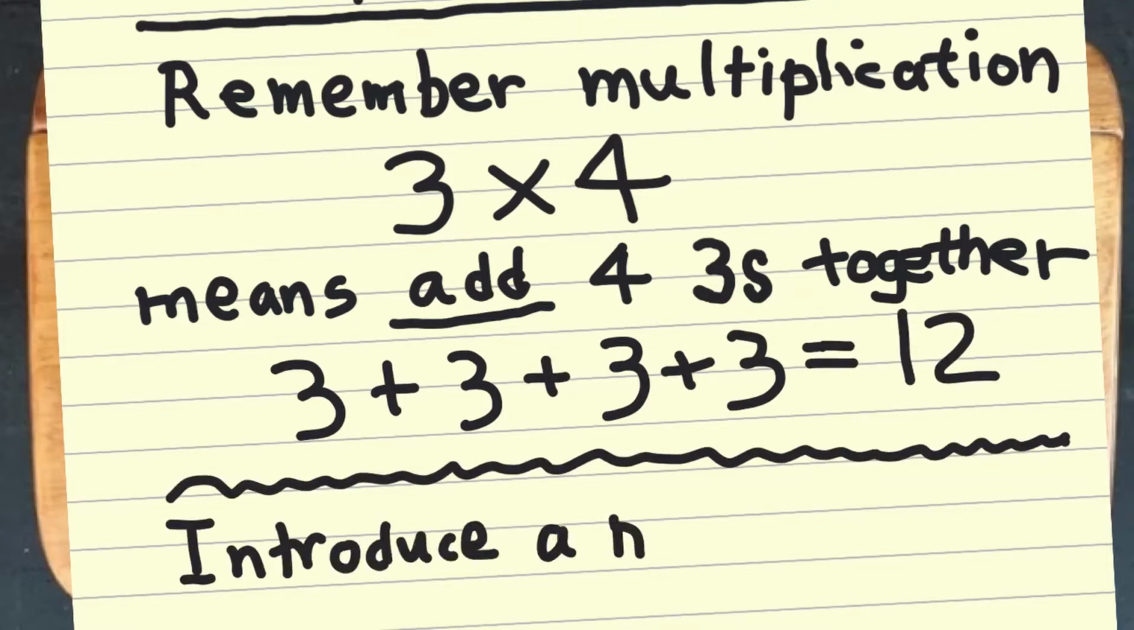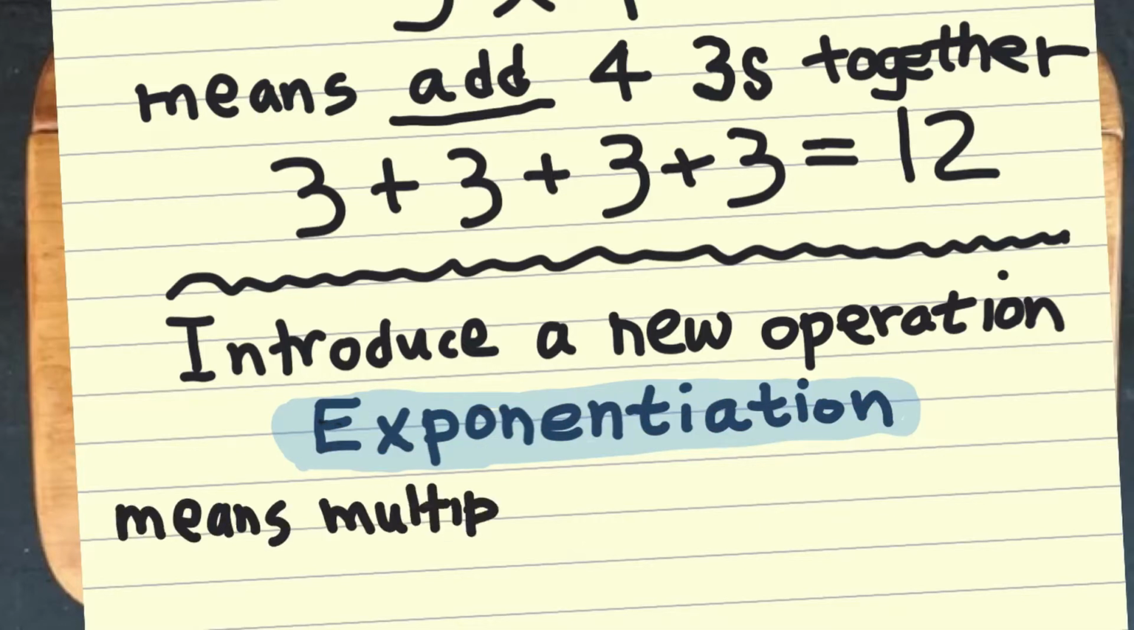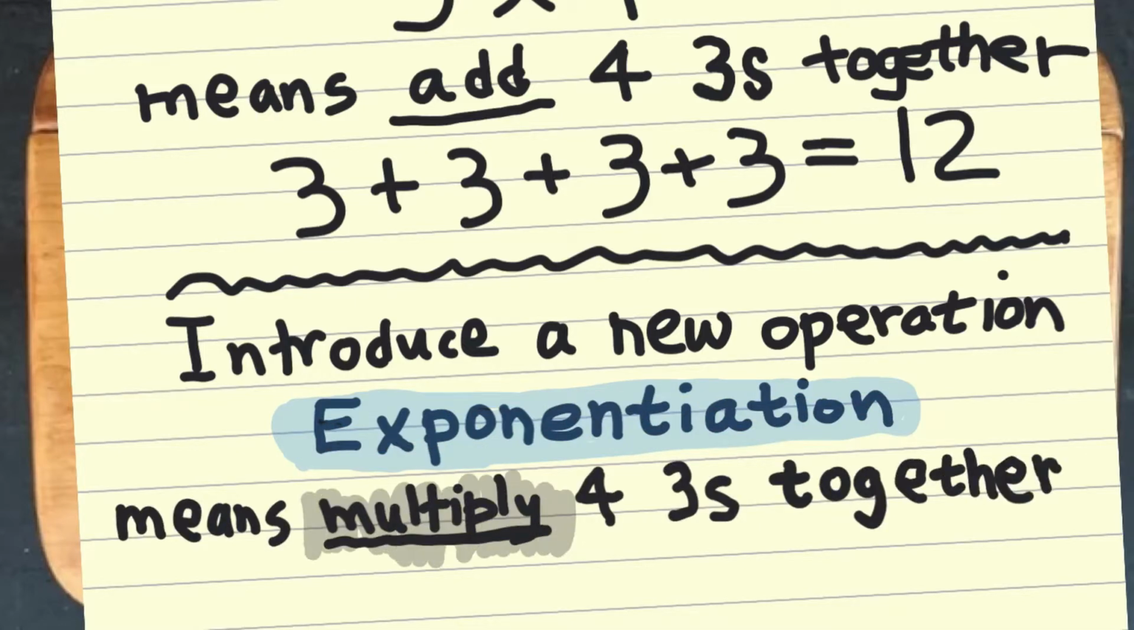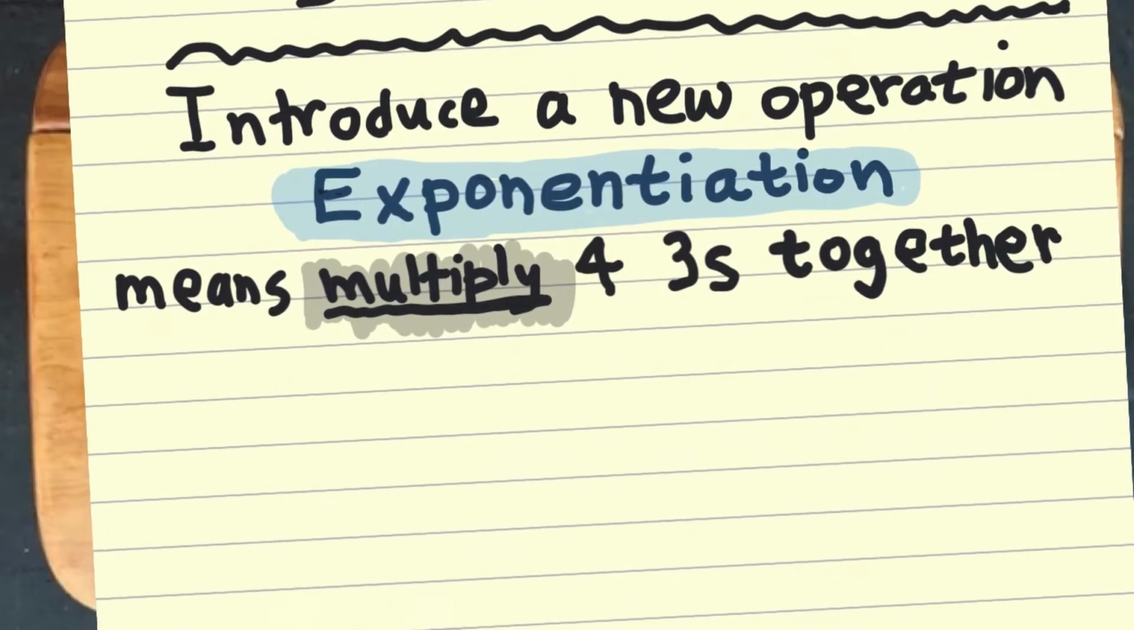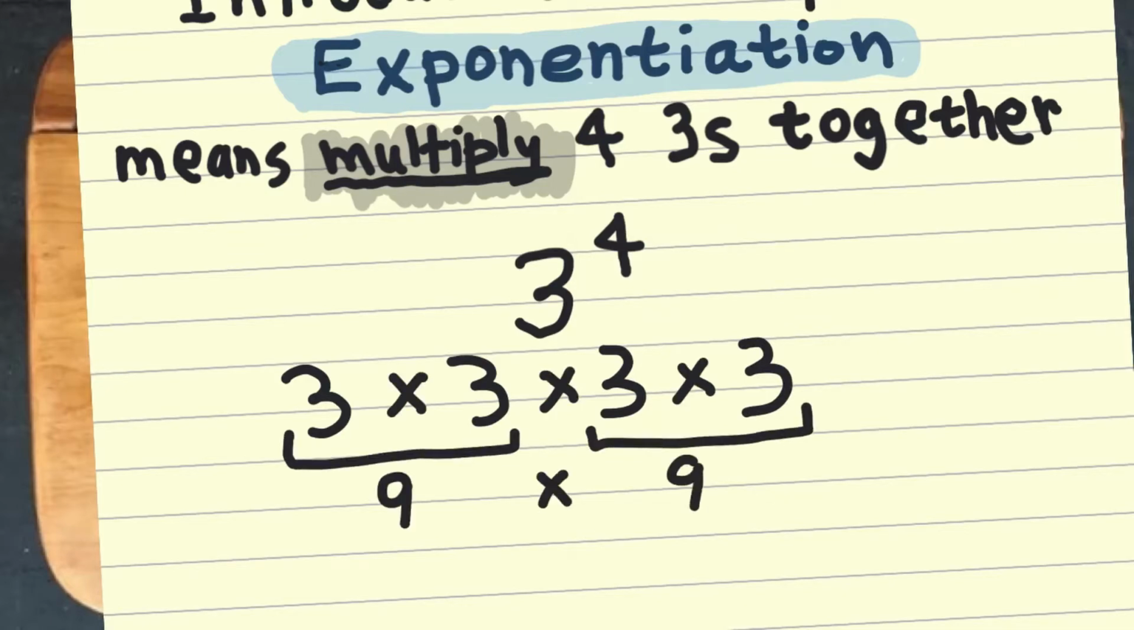But I want to introduce a new operation called exponentiation. And it means instead of adding 4 threes together, you multiply 4 threes together. And we show it like this. And we call this 3 raised to the 4th power. But more on that later. What that really means is you multiply 4 threes together. So let's do that. There are the 4 threes. Multiplying them together, you get 81.